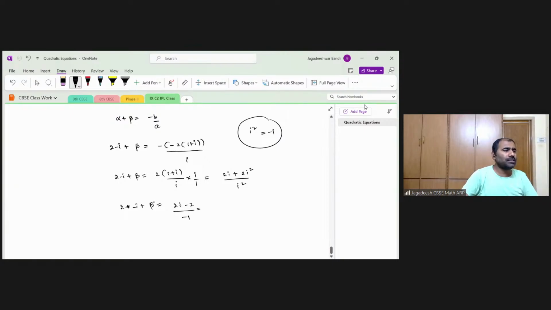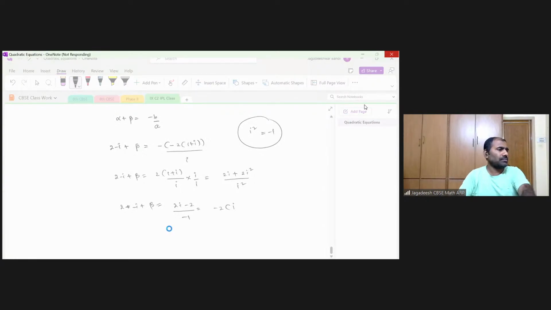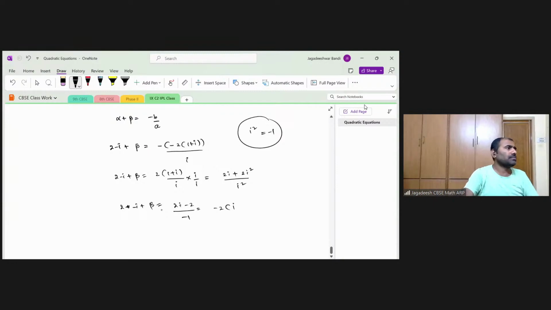Fine. So take 2 common, children, or we'll take minus 2 common. Then what will we get? No, minus 2 common, right? So, okay, one second. Screen is stuck. Okay, fine.